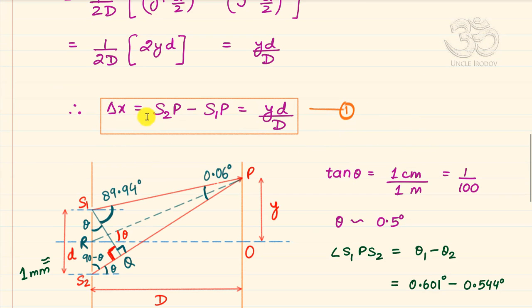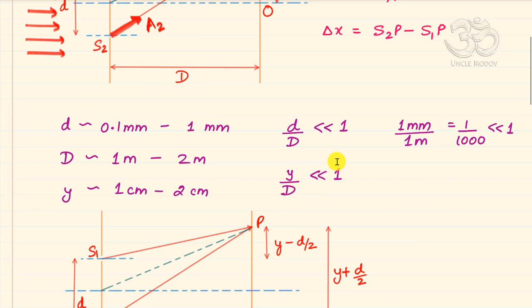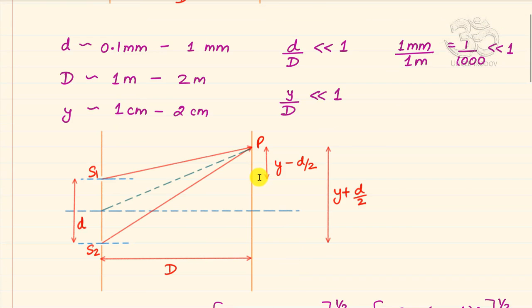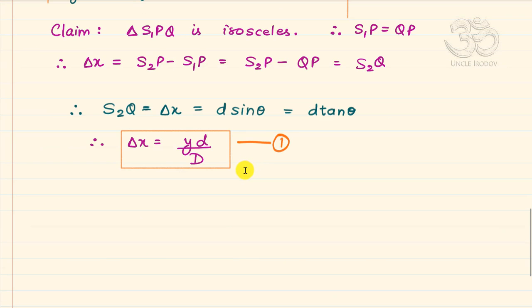So now I have figured out what is delta X, and figuring out delta X will help me to figure out what is the value of phase difference at P, and the value of phase difference will allow me to figure out the net amplitude using this formula. So that's it. So now job done. So now I can figure out whatever is happening on the screen at all the places. But then I want to show you some standard results. So what are the standard results?